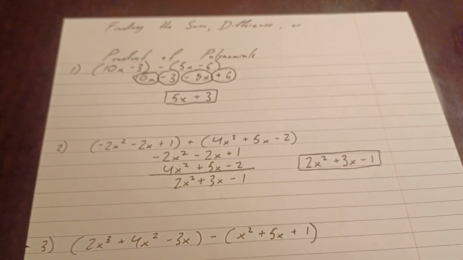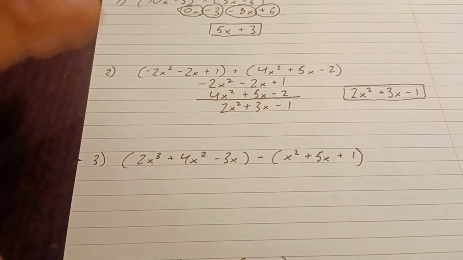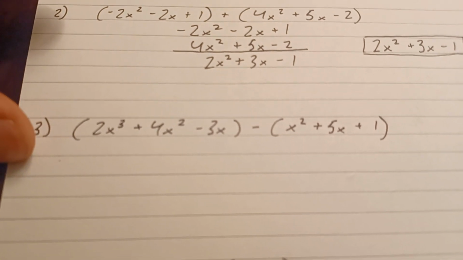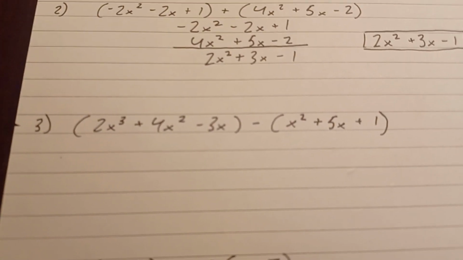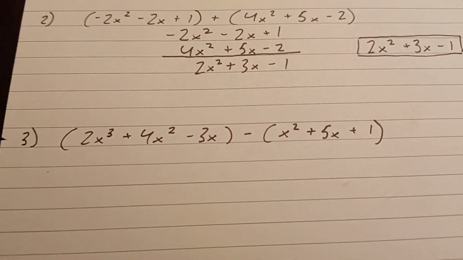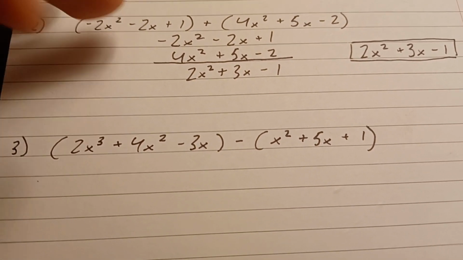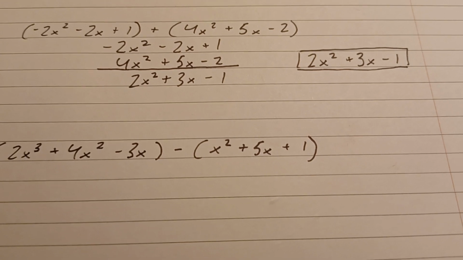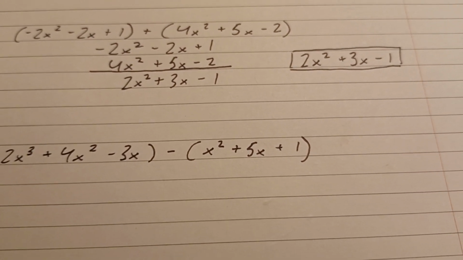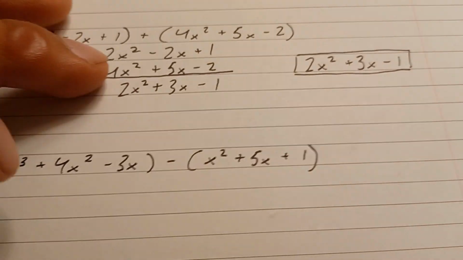Let us move on to number 3. Parentheses 2x cubed plus 4x squared minus 3x, close parentheses, minus, again with that minus sign, that negative 1, parentheses x squared plus 5x plus 1.